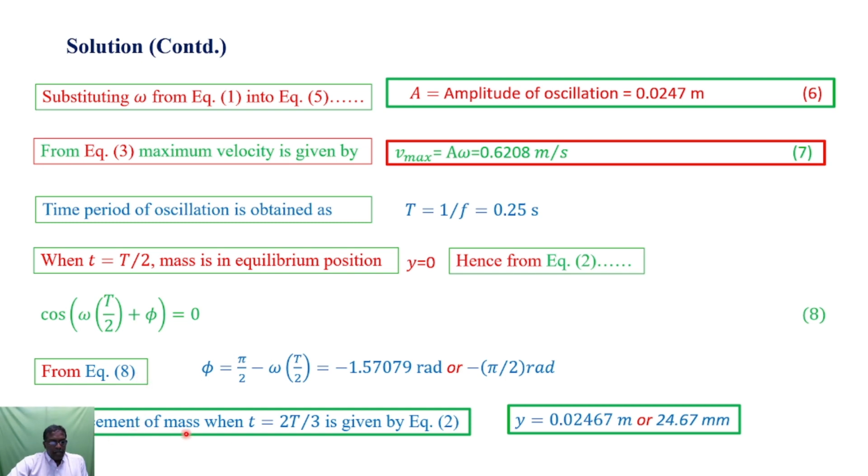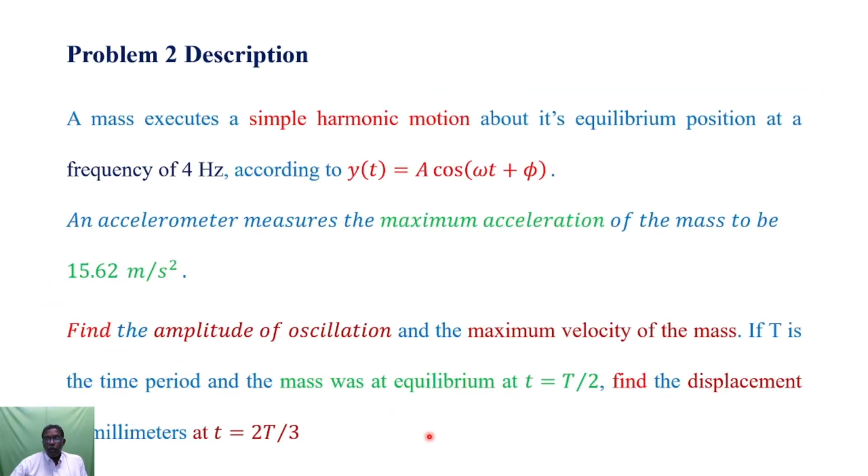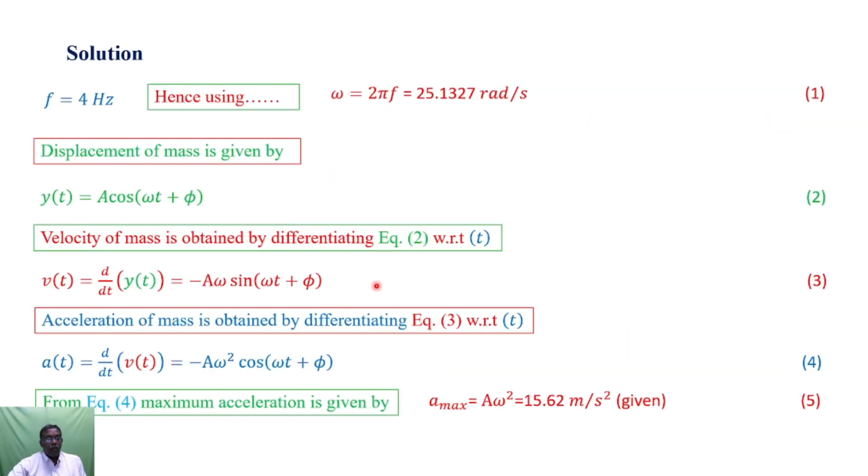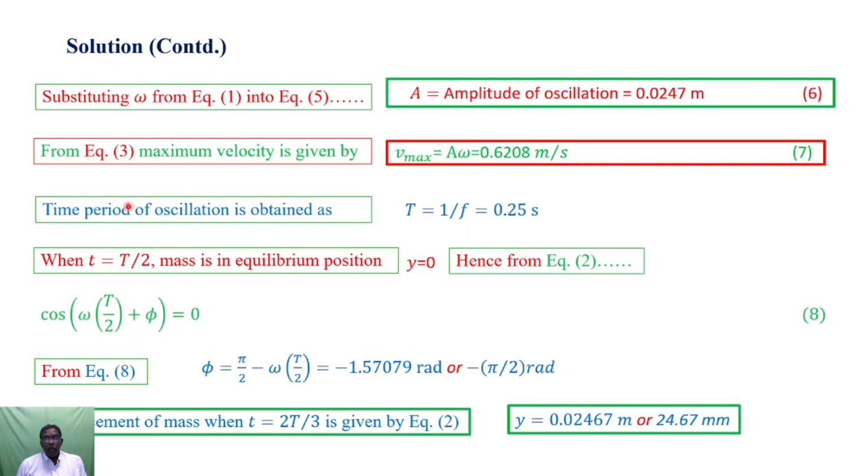Now the displacement of the mass when time t is equal to 2T by 3 is given by equation 2. y of t is equal to A cos(omega t plus phi). I substitute t is equal to 2T by 3, omega is equal to 25.1327 radian per second, A is equal to 0.247 meter, and phi is equal to minus pi by 2 radian.